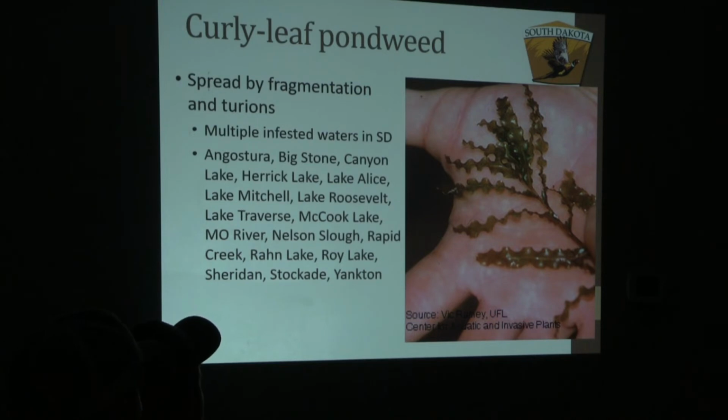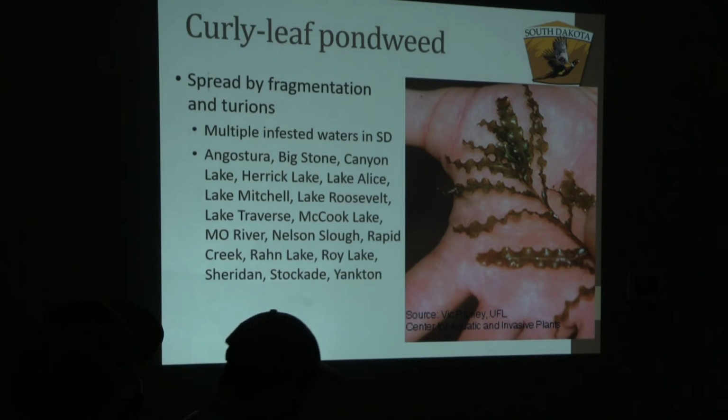One of our biggest culprits would be curly-leaf pondweed. There are several lakes in South Dakota that have these, but they spread by fragmentation and turions, which is a little bud that is a growth off of this plant, and they overwinter and then become established and start growing the following spring. There have been a few instances where we have treated these if we find them early enough in their establishment, but they become established very quickly and can become very widespread.